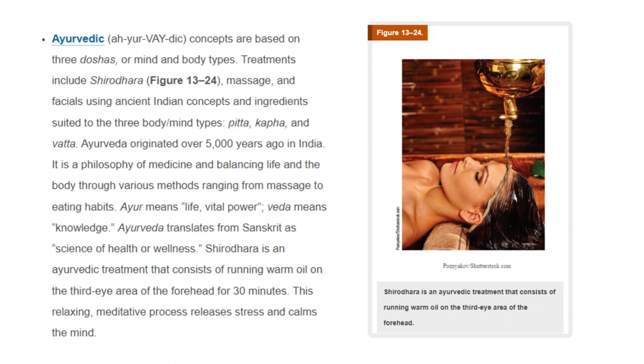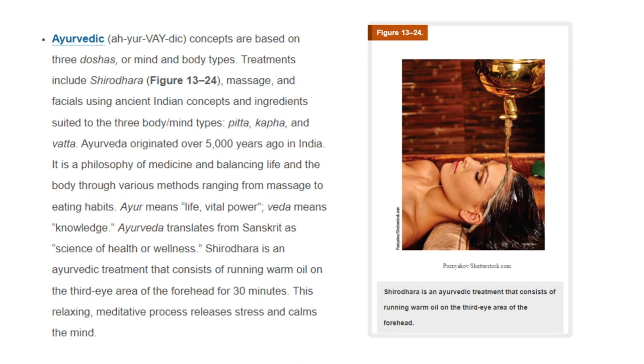Ayurvedic concepts are based on 3 doshas, or mind and body types. Treatments include Shirodhara, figure 13:24, massage, and facials using ancient Indian concepts and ingredients suited to the 3 body/mind types, Pitta, Kapha, and Vata. Ayurveda originated over 5,000 years ago in India.